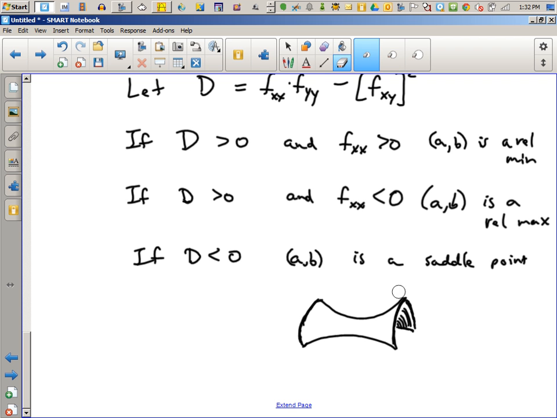Why the heck are we talking about saddles? Here's why we're talking about saddles. When you sit on a saddle, you naturally sit at the minimum point on the saddle. But is it really a minimum point? It depends on what you're looking at, okay?